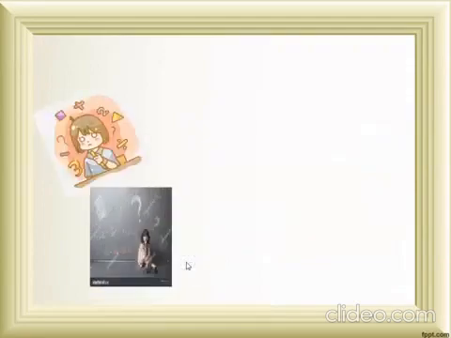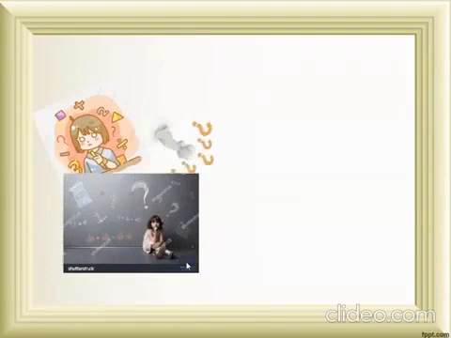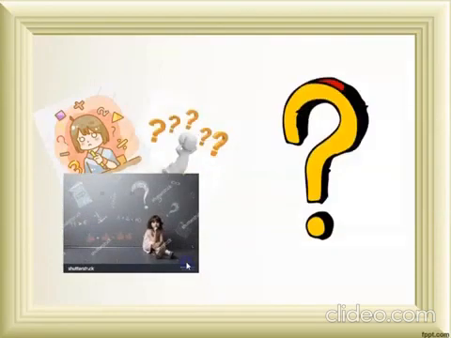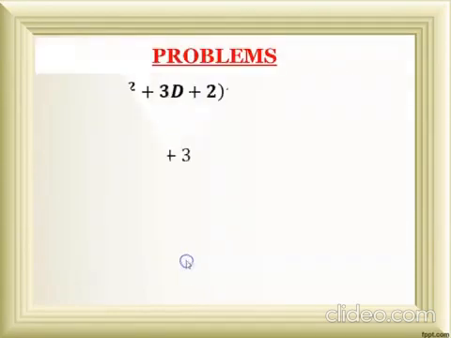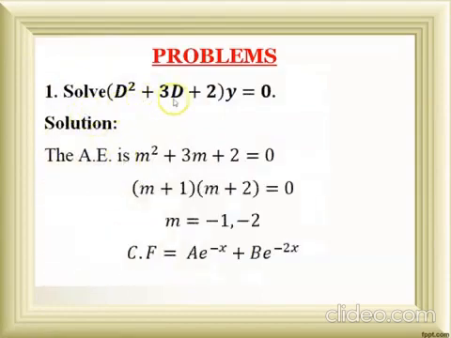So next we have some examples under complementary function. The first problem: solve (d square plus 3d plus 2) into y is equal to 0. At the very first step, we need to write the auxiliary equation. For writing the auxiliary equation, we just replace d with m in f of d in the given problem. After replacing it, I will get the auxiliary equation m square plus 3m plus 2 equal to 0.